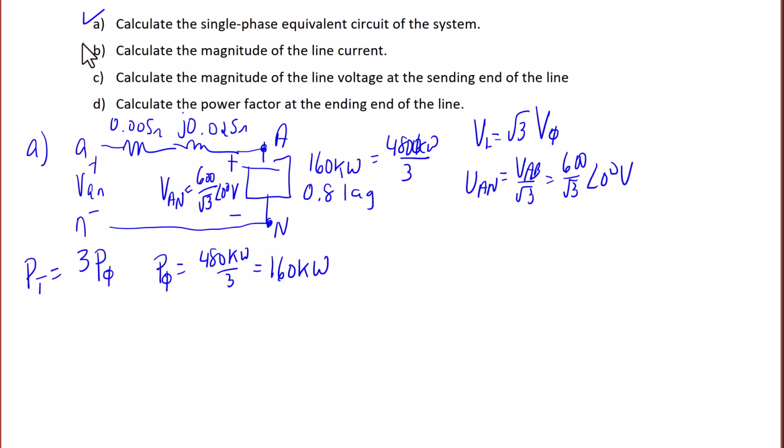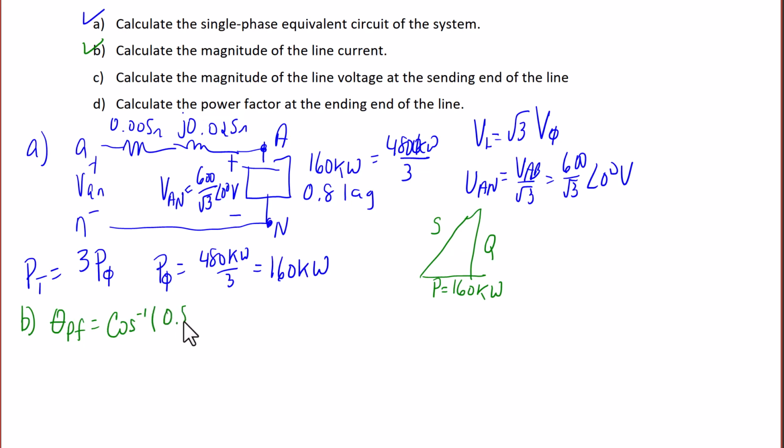For part B, we're going to calculate the magnitude of the line current. In order to calculate the magnitude of the line current, we need to find the total complex power. So first, we're going to find Q. Note that we have a power triangle here, where this would be S, P, and Q. And what we have so far is that P is 160 kilowatts. And the power factor angle would be equal to the arc cosine of 0.8. So that angle is equal to 36.87 degrees. That means this angle here is 36.87 degrees.